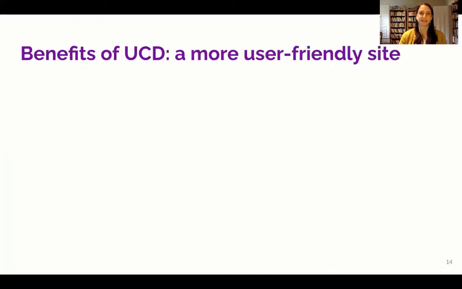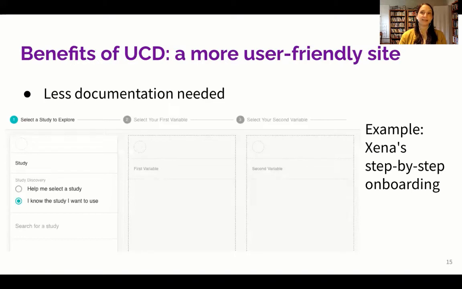So what are some of the benefits? The first benefit I want to talk about is that it's going to make a more user-friendly site. And this has a number of side benefits. The first is that less documentation is going to be needed. When we first started our new interface to have people start to create a Xena visualization, we had here step 1, step 2, step 3. And while I do have documentation on how to go through these 3 steps, it's pretty minimal because the steps themselves are fairly self-explanatory. And so in general, people don't get stuck.